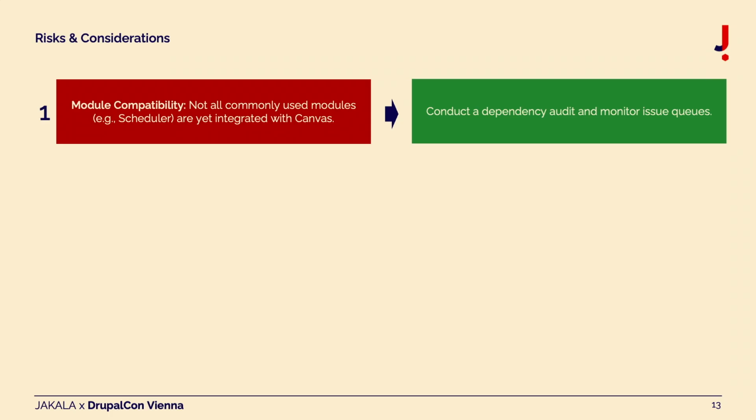Okay, on the risk topic, because we are running out of time, the first risk is module compatibility. Drupal Canvas creates a brand new entity type called Canvas pages, right? So it means that some of the modules which are out there, our favorite contrib modules, do not work with this new entity type because they work only with nodes. One such module is Scheduler.